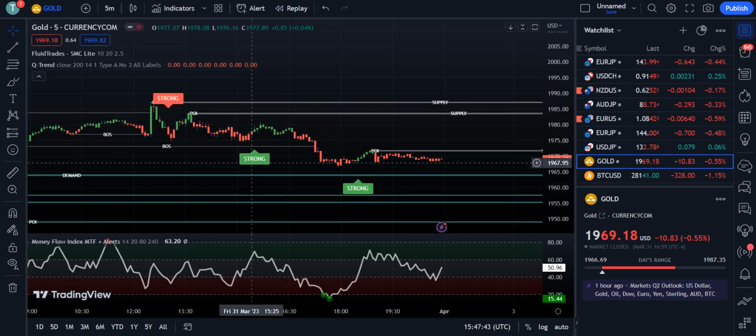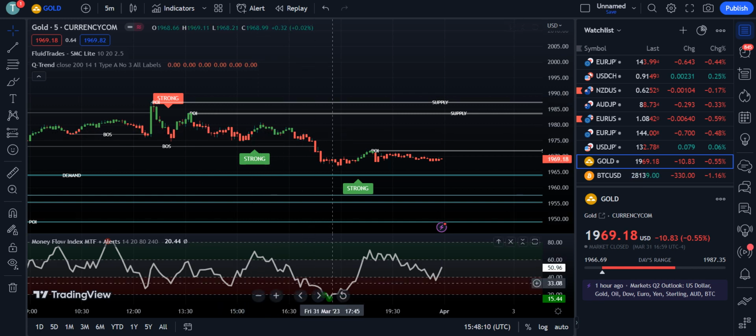For example, here we have a strong signal that we have got from the Fluid Trades SMC indicator. Then we have to check whether our market has gone above this zero level or not. Usually it is set at the 50 level in the center, and if our line, this Money Flow Index, is showing above the 50 level, then we have to take the entry into the market for the buy signal. And if it comes below the 50 level, then we have to take the entry into the market for the sell signal.